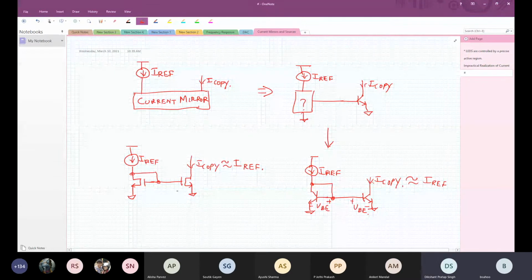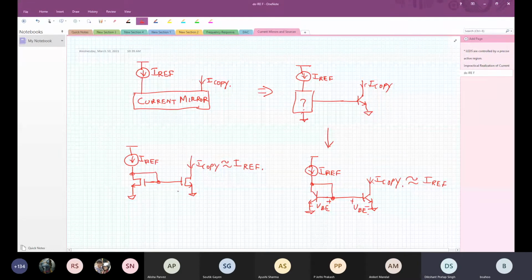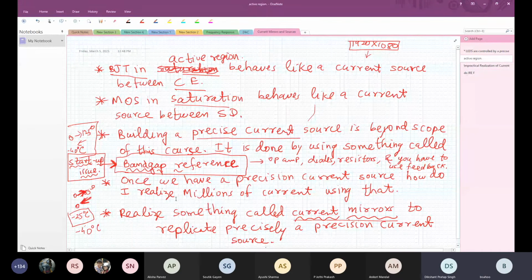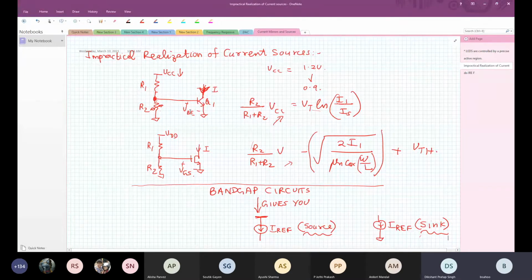IREF is the reference current that we are copying millions of times. That's what we discussed, right? So where is it coming from? I discussed that here, right? Building a precise current source is beyond the scope of this course. It is done by using something called a band gap. So now this is a current source, a sink here to be more precise.